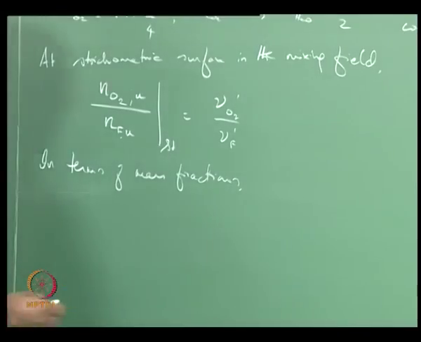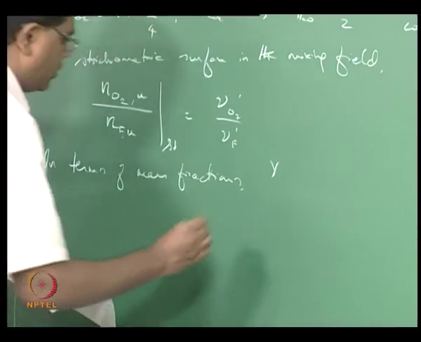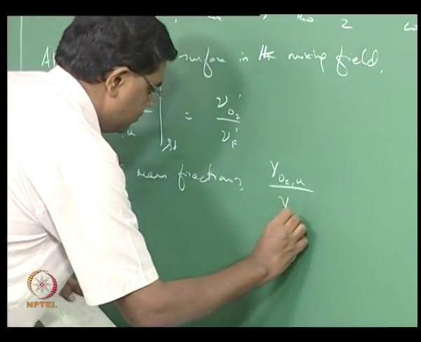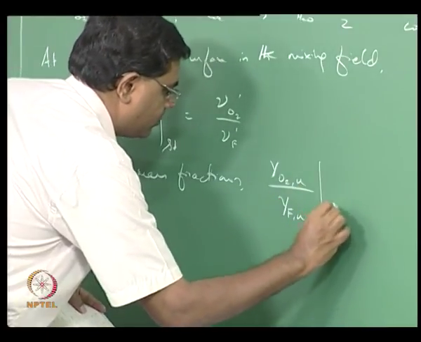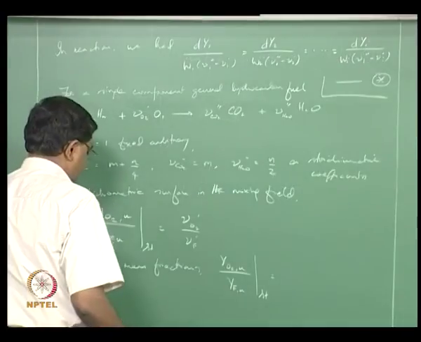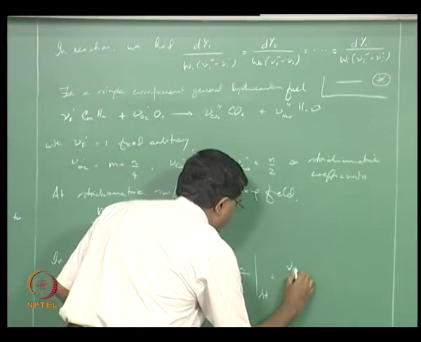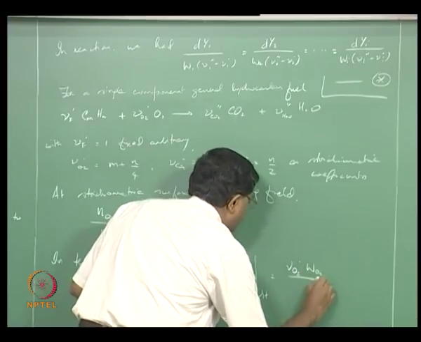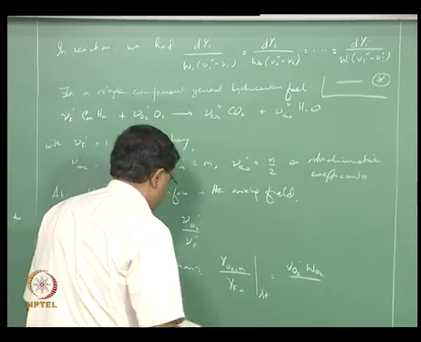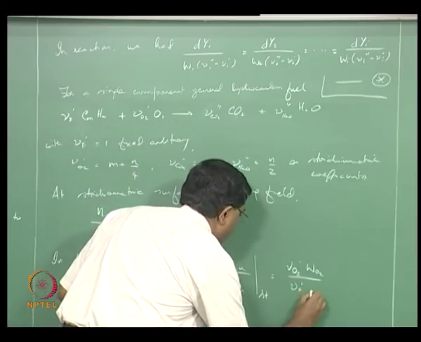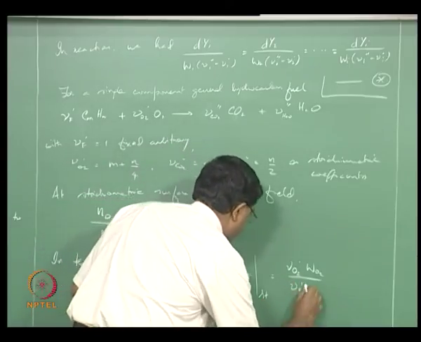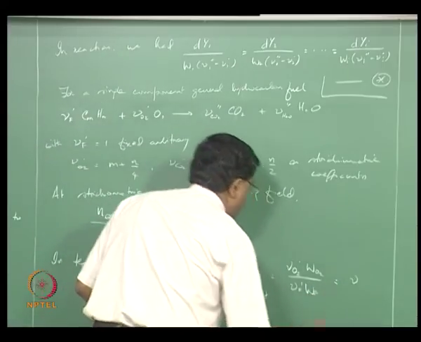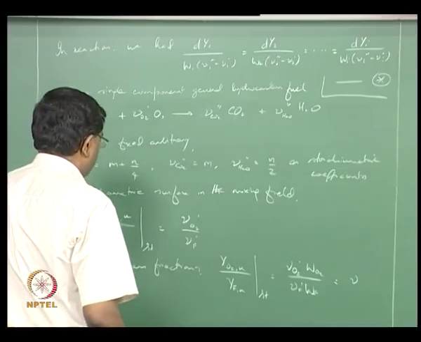So here we are going to be looking at the mass fractions: YO2 unburned divided by YF unburned at stoichiometry is nu O2 single prime times the molecular weight of oxygen, WO2, divided by nu fuel single prime times WF, which let's say we call nu, the stoichiometric mass ratio.